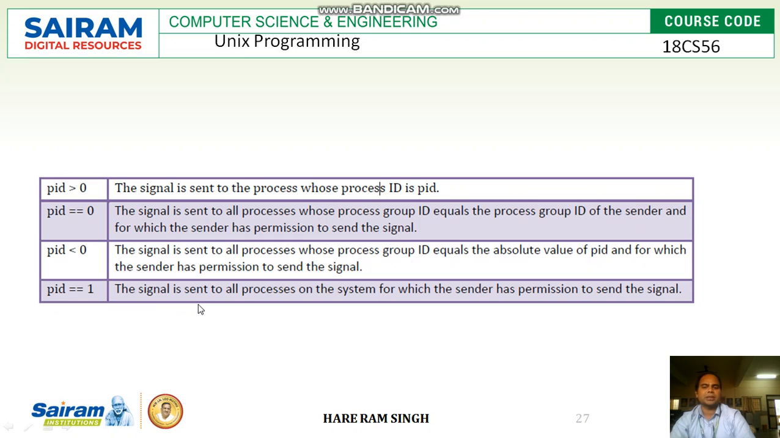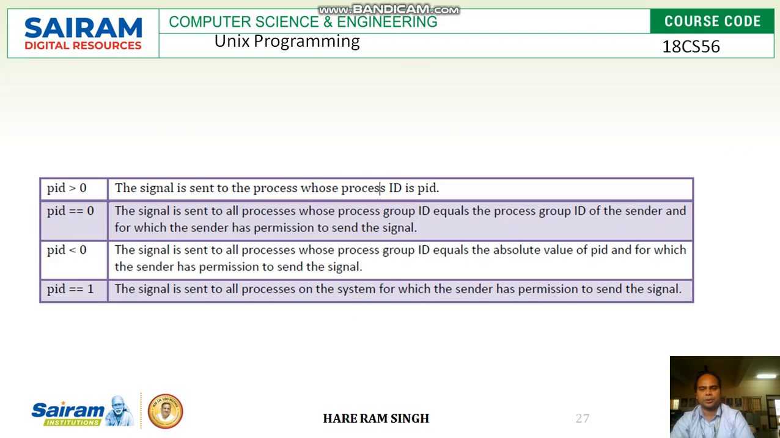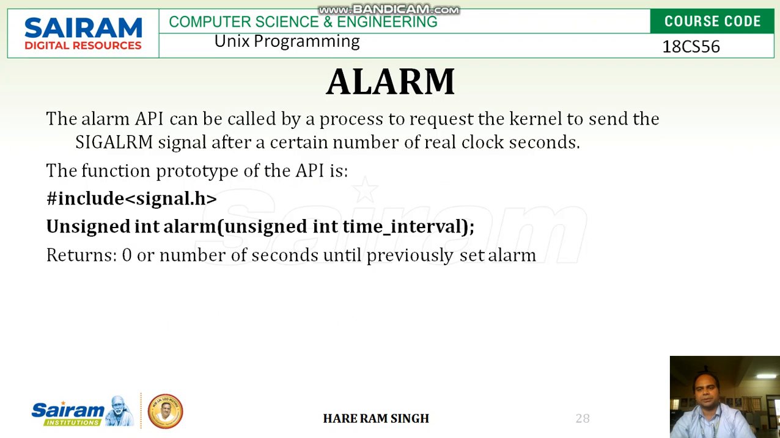And if pid equals 1, the signal is sent to all processes on the system for which the sender has permission to send the signal. So if this value is 1, then this process can send the signal to all the processes for which the sender has the permission.